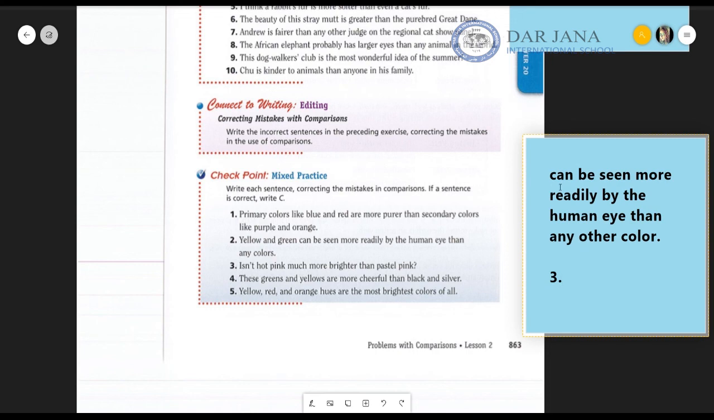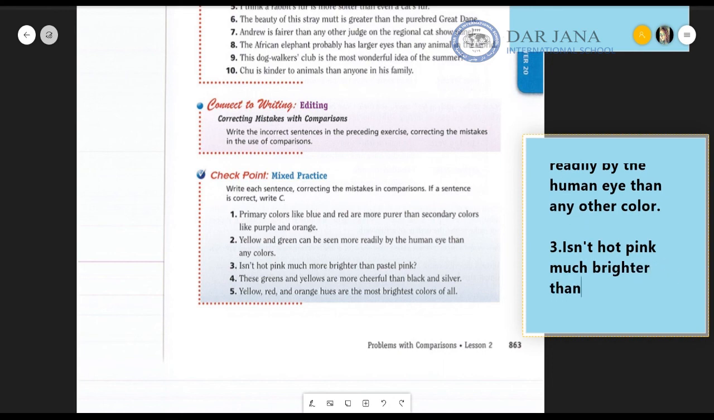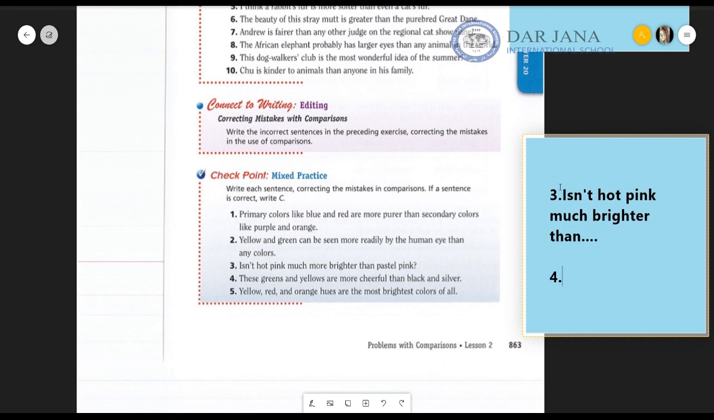Number 3, isn't hot pink much more brighter than pastel pink? And what's the problem here? Exactly, we have a double comparison. You cannot say much more brighter. You have to stick with brighter and omit more. So isn't hot pink much brighter than, till the end.